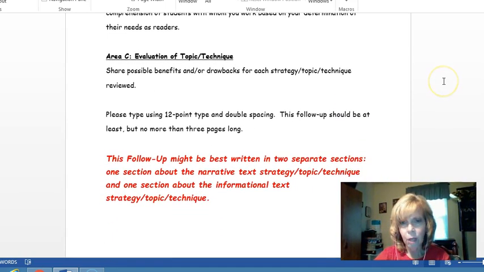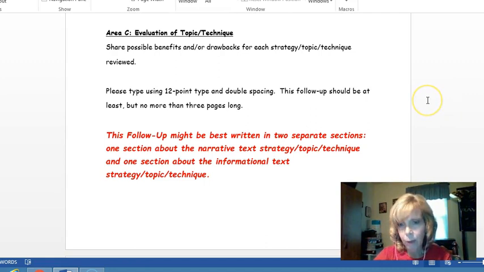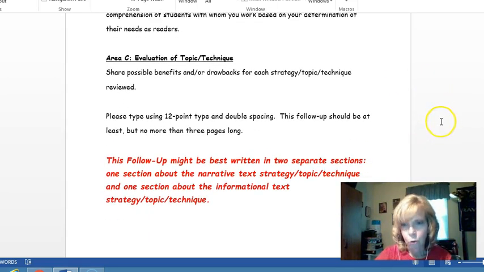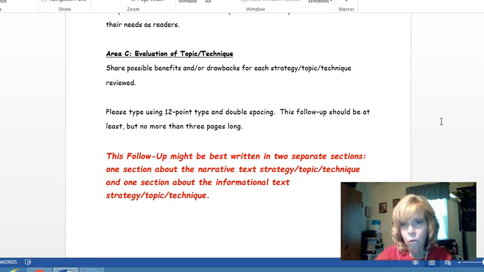Okay, and then just the other thing, this follow-up, if you think about it, you're going to be writing one of these descriptions for two different strategies, one for informational and one for narrative text. So it's probably best to do it almost as two separate papers, one for narrative, one for informational, rather than trying to write two summaries and then two implementations and then two evaluations. That would just be crazy. Okay, so just go ahead and do them almost as two separate things.